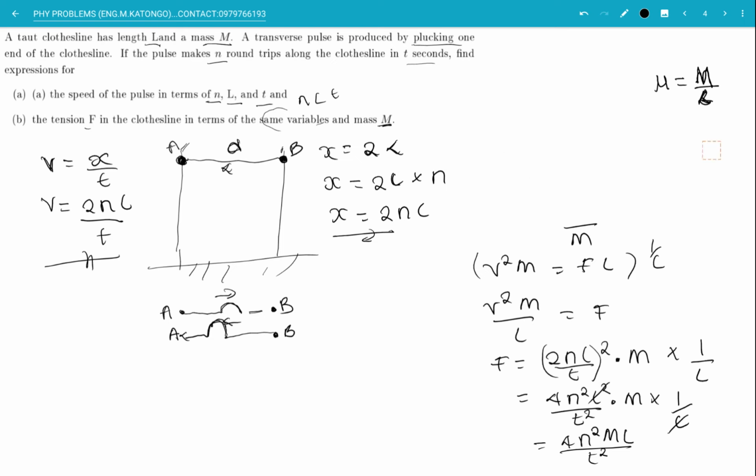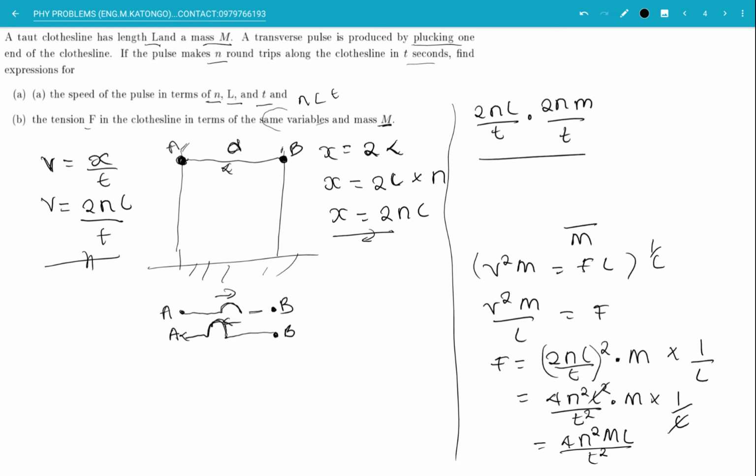Okay. Simplifying our equation, we'll have 2nL over t multiplied by 2nm over t. Hence, we have expressed the tension, which is F, in terms of n, in terms of L, in terms of t, and finally in terms of the variable m.